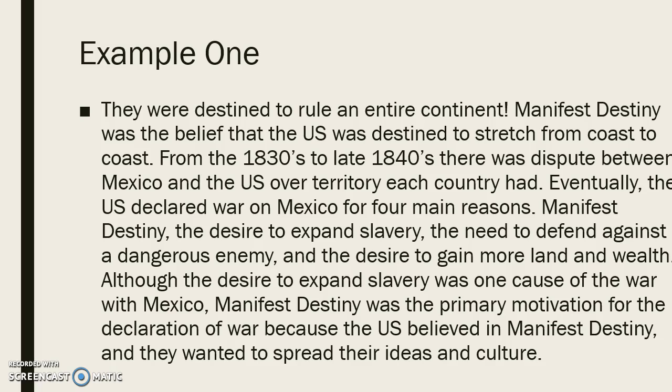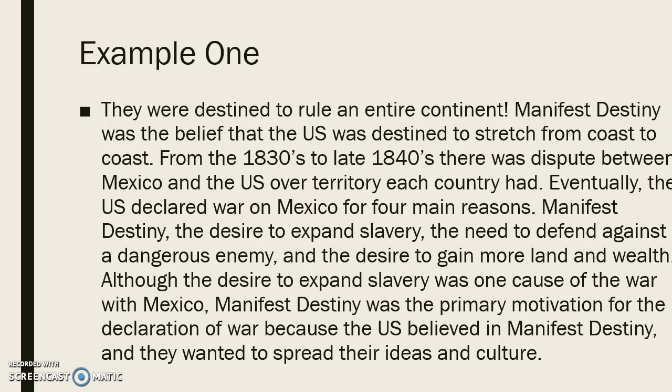I'll go ahead and read it. They were destined to rule an entire continent. Manifest destiny was the belief that the U.S. was destined to stretch from coast to coast. From the 1830s to late 1840s, there was a dispute between Mexico and the U.S. over territory each country had. Eventually, the U.S. declared war on Mexico for 4 main reasons: manifest destiny, the desire to expand slavery, the need to defend against a dangerous enemy, and the desire to gain more land and wealth. Although the desire to expand slavery was one cause of the war with Mexico, manifest destiny was the primary motivation for the declaration of war because the U.S. believed in manifest destiny and they wanted to spread their ideas and cultures.